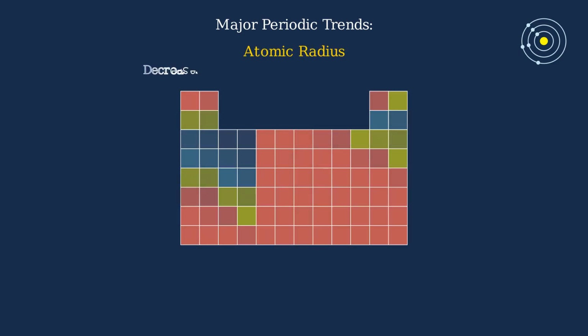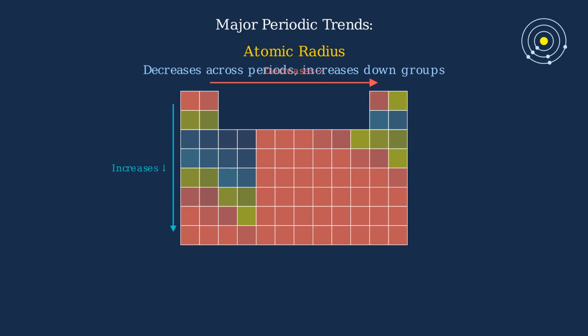Atomic radius generally decreases from left to right across a period as protons are added to the nucleus, increasing its pull on electrons. Moving down a group, atomic radius increases as electrons occupy higher energy levels farther from the nucleus.